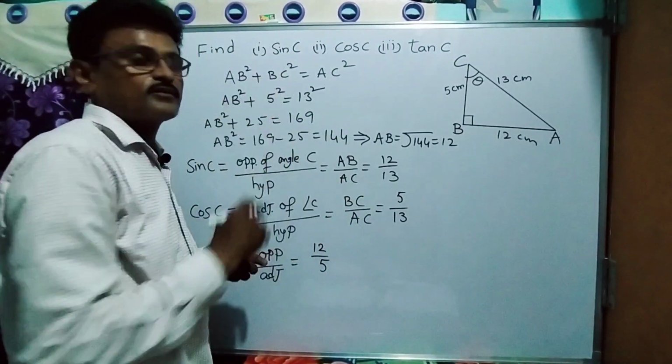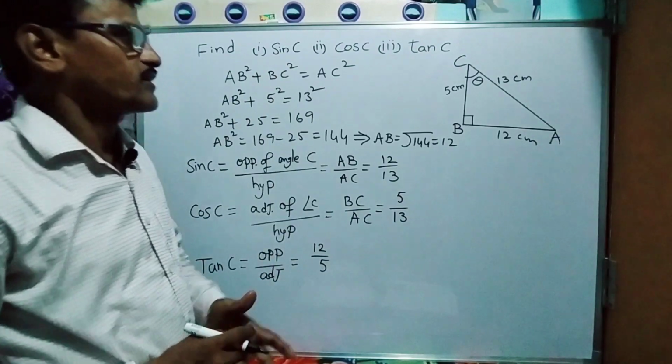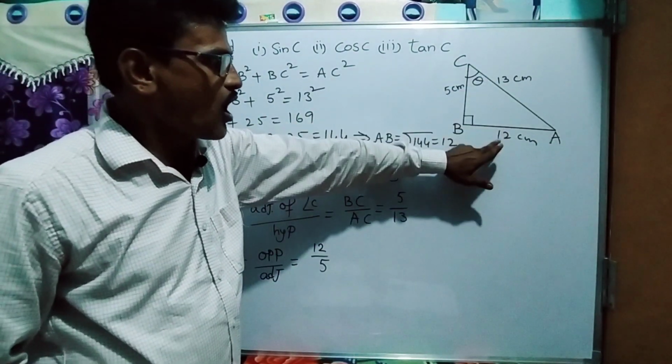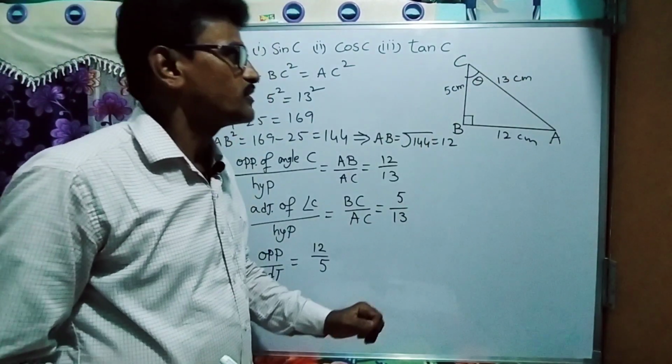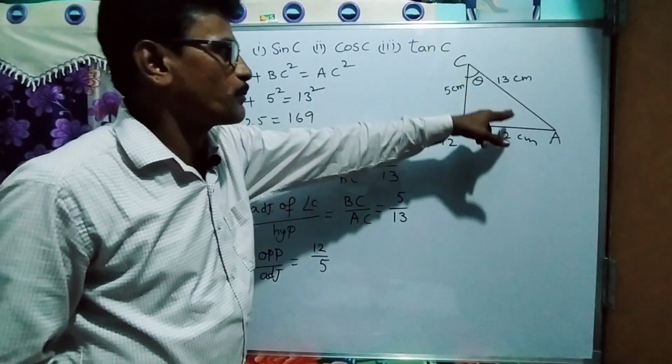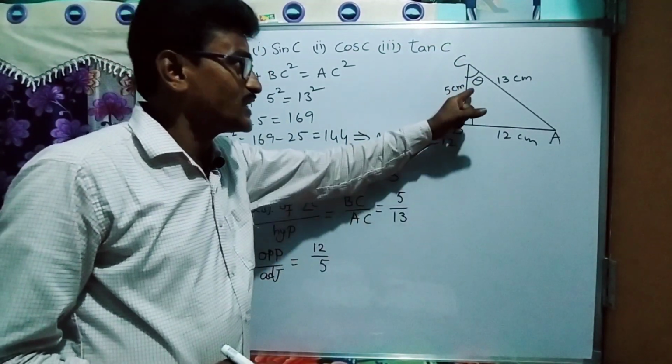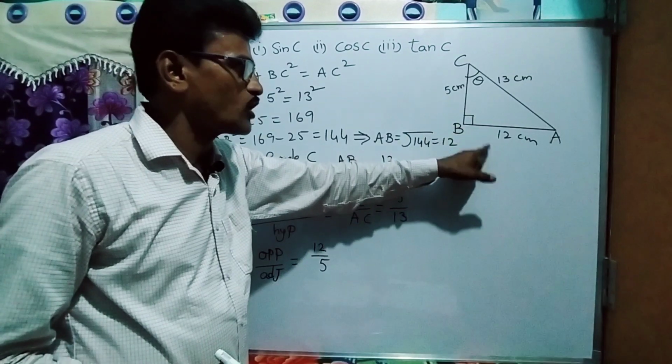Okay, these are the values. See once again, sin C is opposite by hypotenuse, 12 by 13. Cos C is adjacent by hypotenuse, 5 by 13. Tan C is opposite by adjacent, 12 by 5.